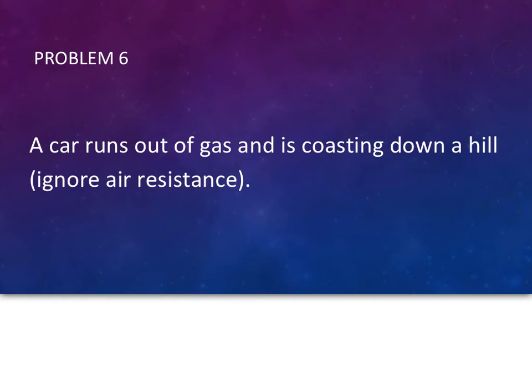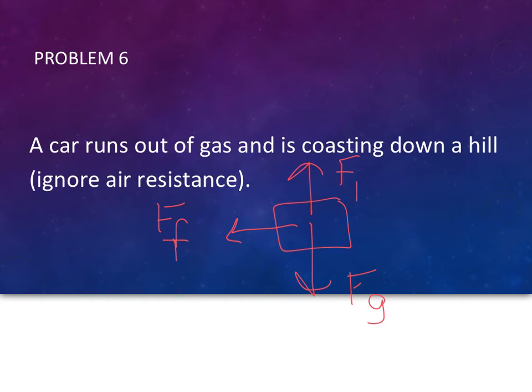Problem 6 is a car running out of gas and coasting down a hill. If that's the case, let's think about it. A car coasting down the hill is really just affected by, what, the force of gravity? Is there anything else? Sure. If it's coasting down a hill, there's still friction opposing its motion. So there's a frictional force. Is there a normal force pushing back up on the car? Definitely. But there's definitely no applied force.